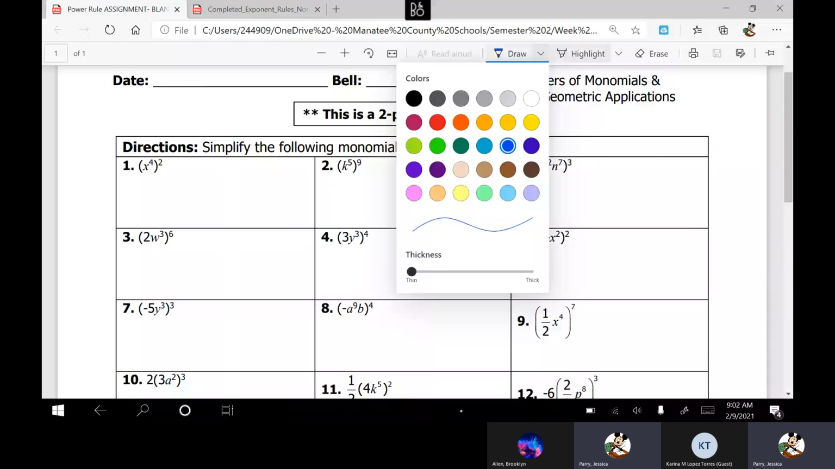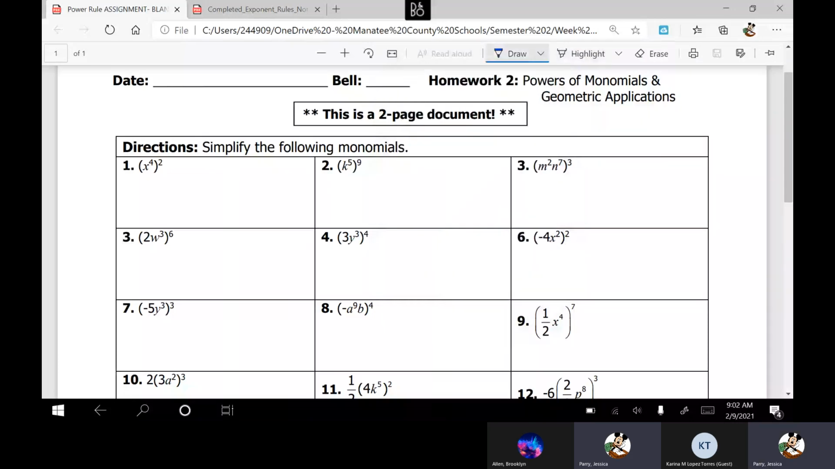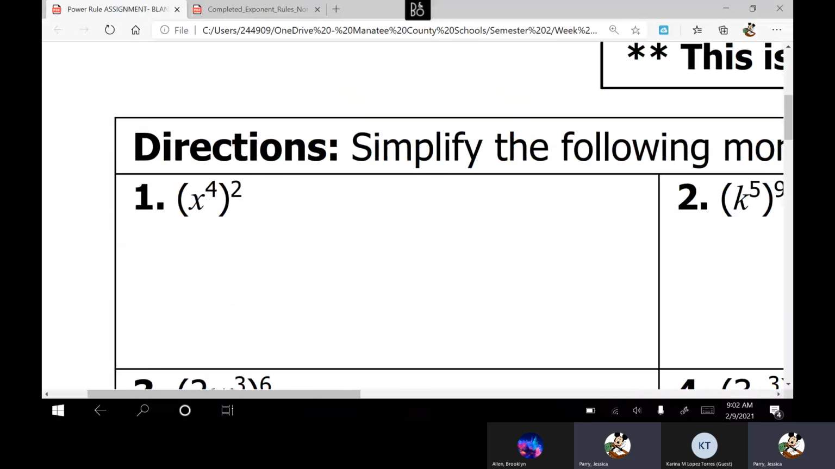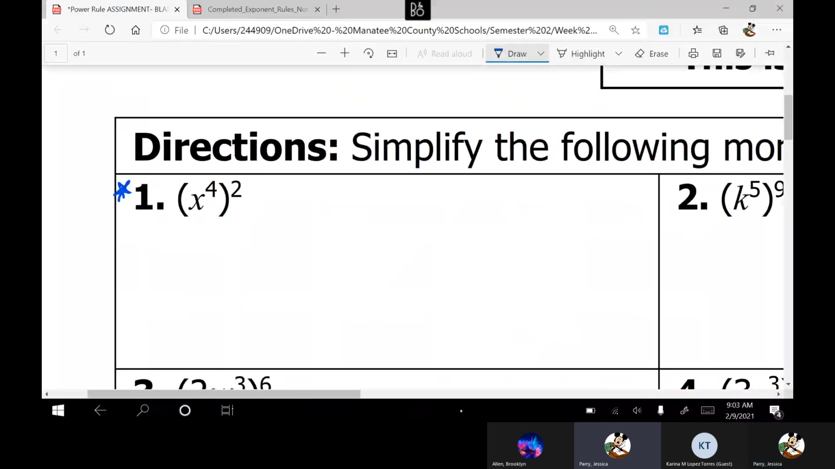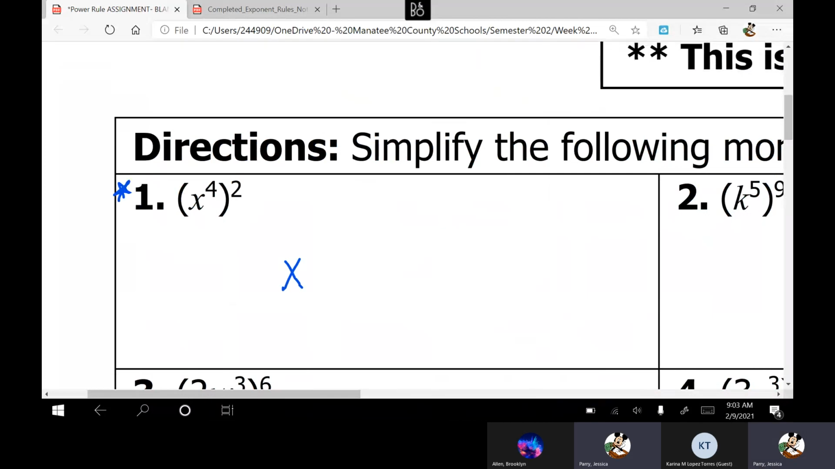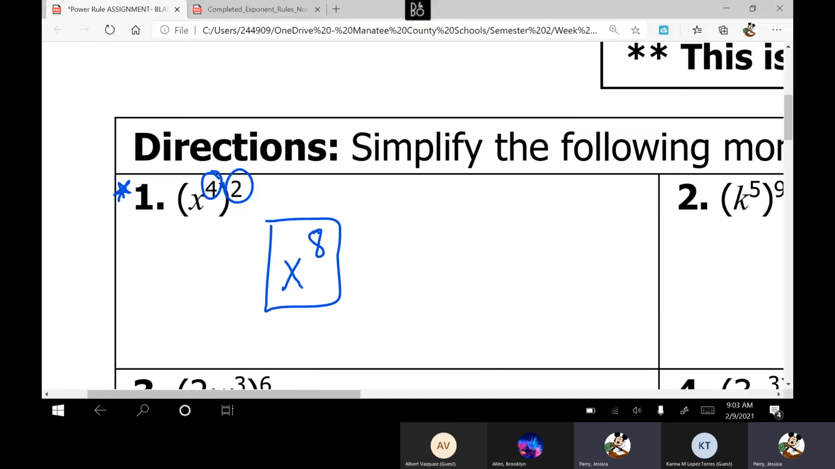Okay, the first one we'll do together here is number 1. I'm going to zoom in so we can see it a little bit better. So we have x to the power of 4, and all of that is raised to the power of 2. If you have power of a power, all you do is multiply your exponents. So we're just going to multiply. 4 times 2 is 8. And then number 1 is all finished. You just multiply the exponents. That's essentially what you're doing here for the power of a power rule.